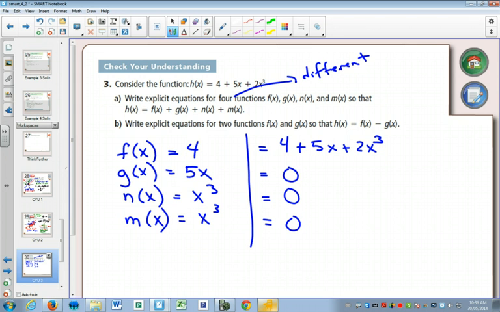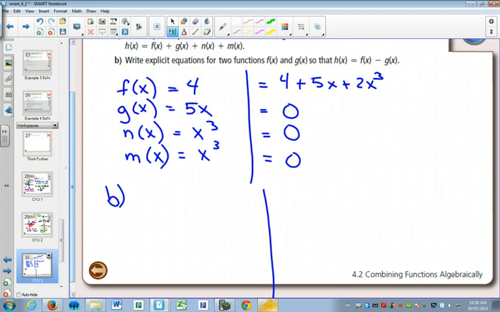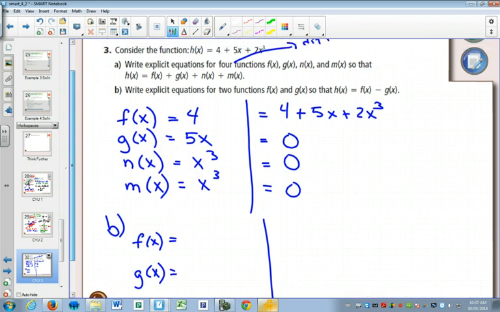In B, you need to subtract. So let's do 2 different ones first, f of x and g of x, and then we'll think of what would be the simplest way to do it for subtracting. So, can you come up with 2 different functions so that when you subtract them, you would get 4 plus 5x plus 2x cubed? And I want you to try and think of 2 different ones, but still really simple in order to get it.